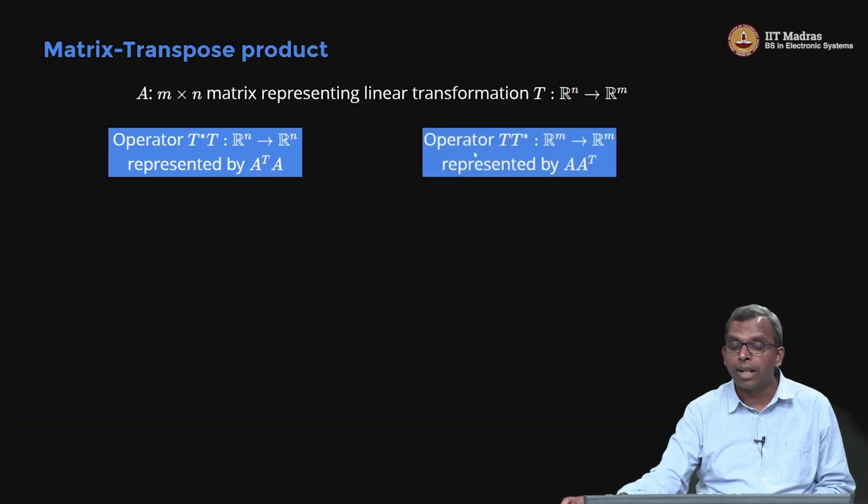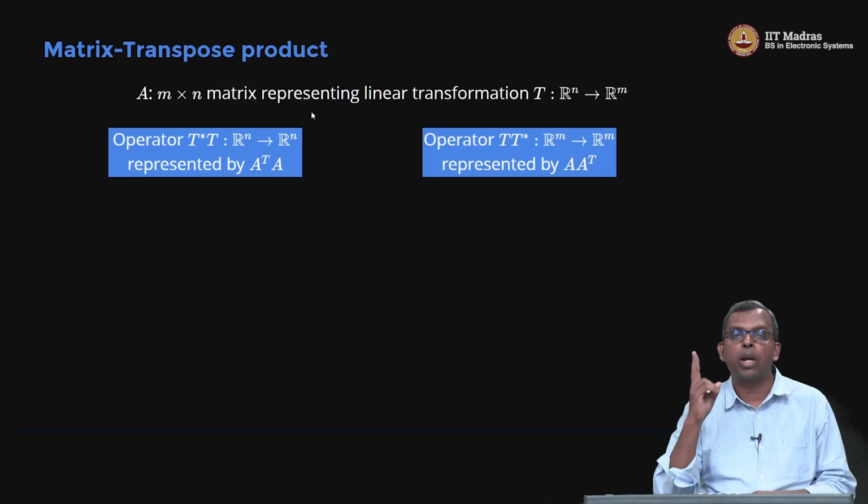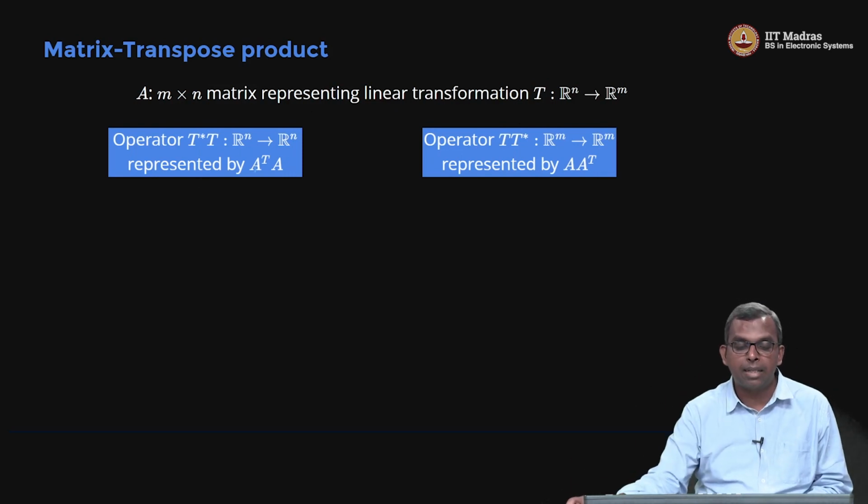Okay. So, likewise, I can also define another operator T T star. Now, T T star will go from Rm to Rm. Okay, think about why that is true. T star takes you from Rm to Rn, and then T brings you back from Rn to Rm. Okay, so T T star is an operator from Rm to Rm. Now, this guy is represented by A A transpose. Okay, so keep this in mind. So, if you have A being an m by n matrix, you can define two square matrices related to A. One is A transpose A, which is an n by n square matrix. Another is A A transpose, which is an m by m square matrix. Okay, so that is the upshot of this discussion.